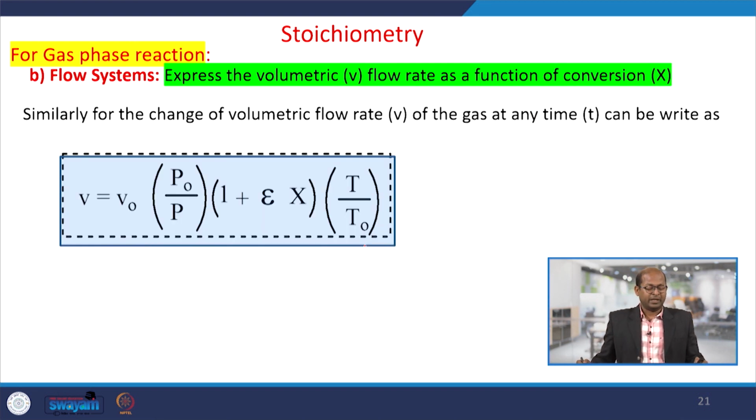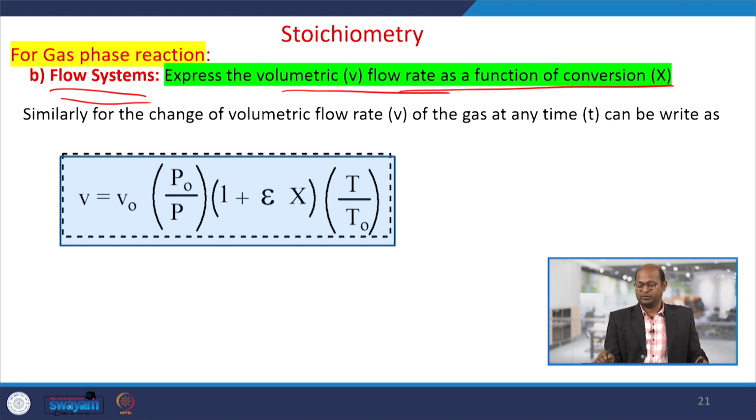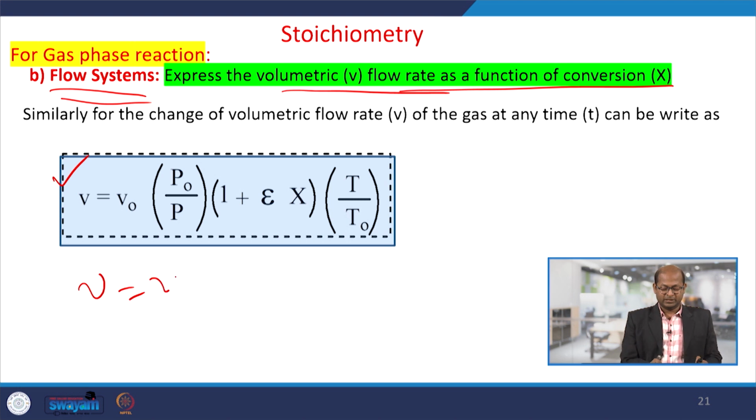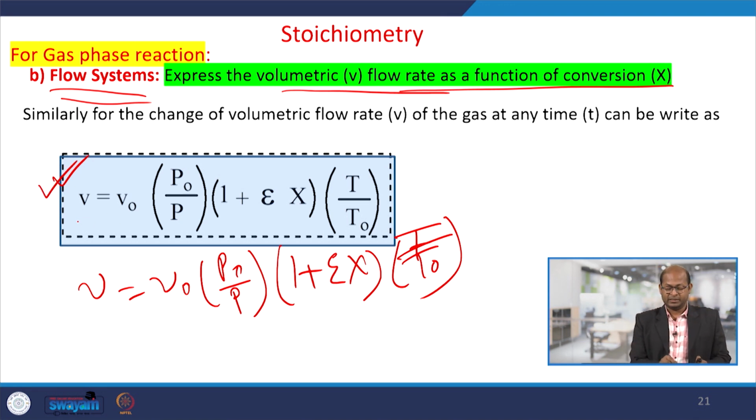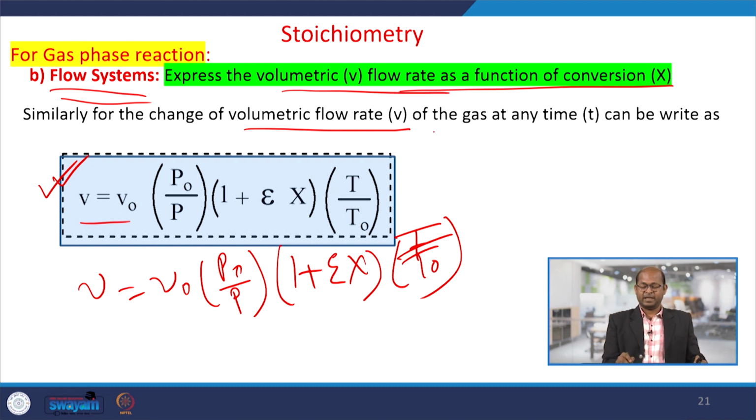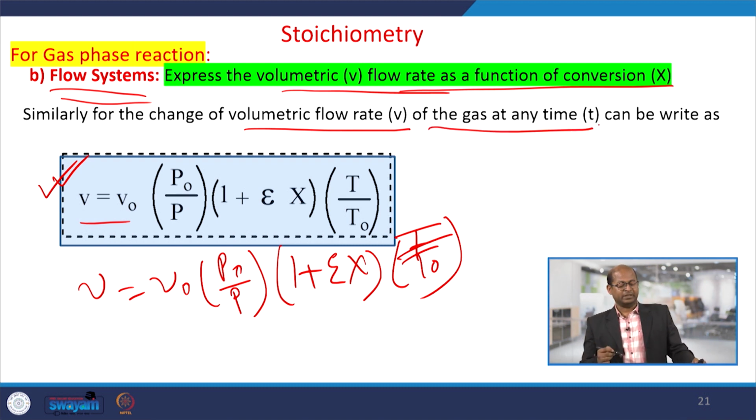So, this way you can write for batch systems where the volume changes, and similarly for flow systems, the volumetric flow rate as a function of conversion. Similarly, we can write small v equals V naught, P naught by P, into 1 plus epsilon X, T by T naught. Here small v is the volumetric flow rate of the gas at any time, and we can write it this way.